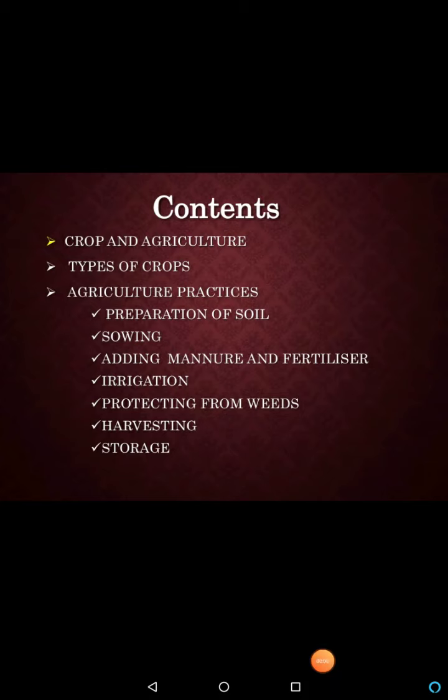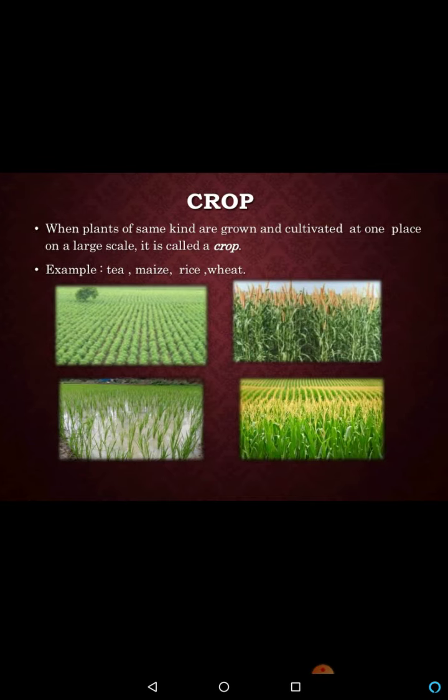So, hello students, now we are back with class 8 science chapter crop production and management. So, the content of this chapter are crop and agriculture, types of crops, agriculture practices, preparation of soil, sowing, adding manure and fertilizer, irrigation, protecting from weeds, harvesting, and storage. So, now we're going to start with our video.